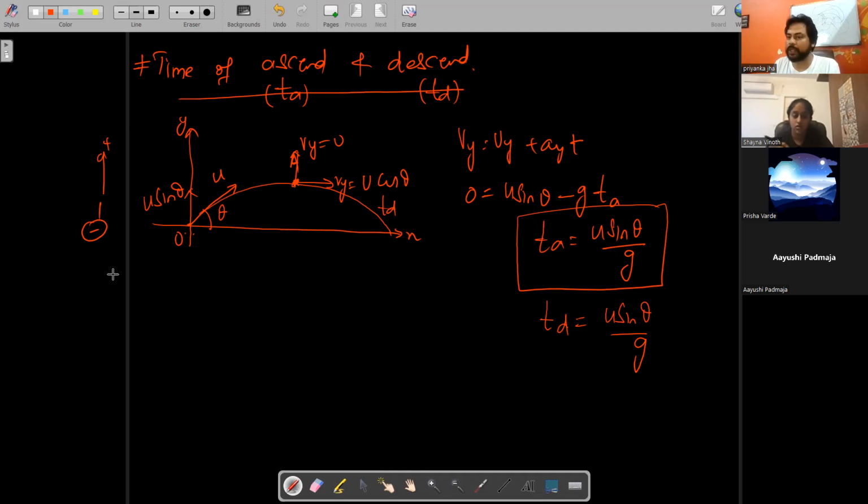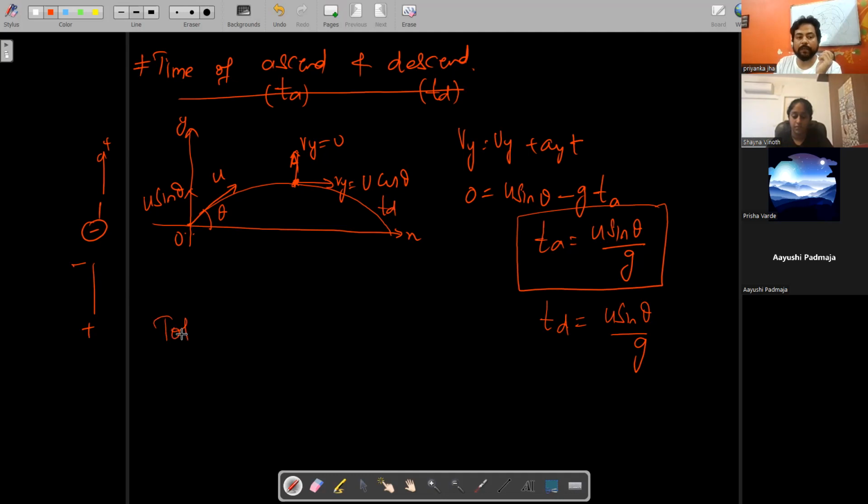You can also take downward as positive, so upward would be negative. There won't be any difference in the answer. See, if you take downward as positive and upward as negative, then your initial velocity will be negative, so it will compensate.